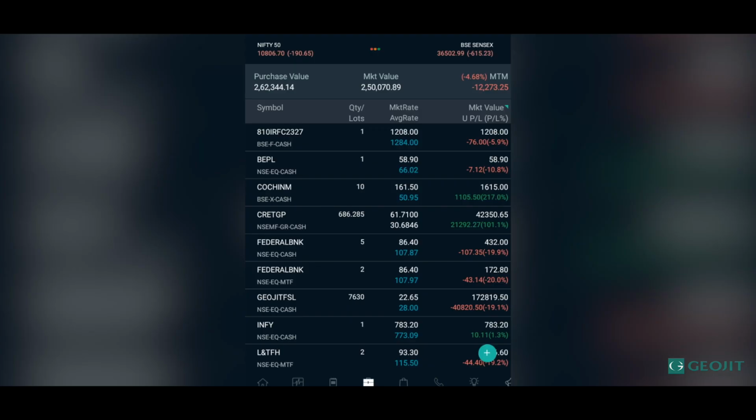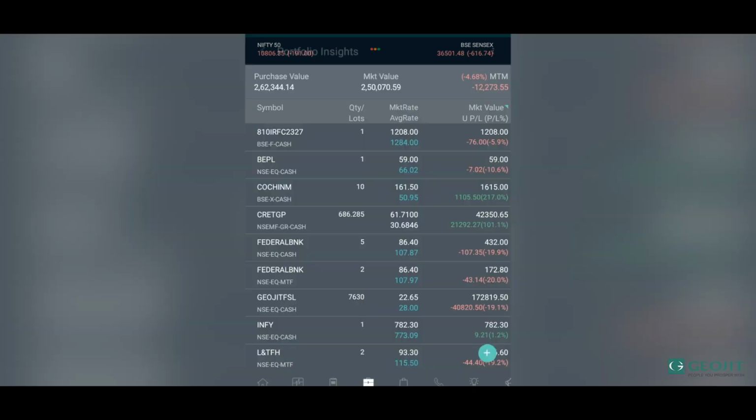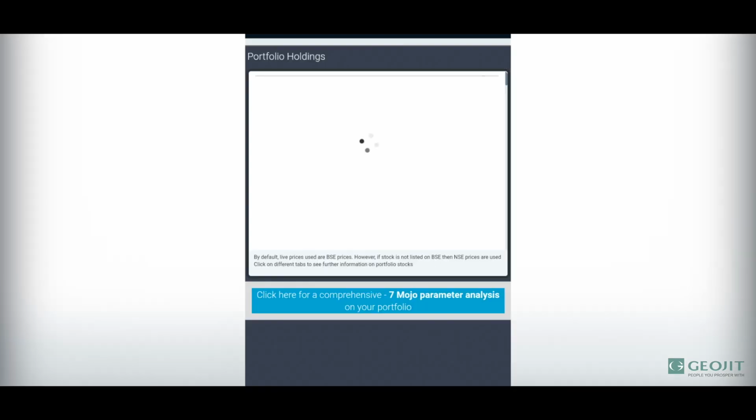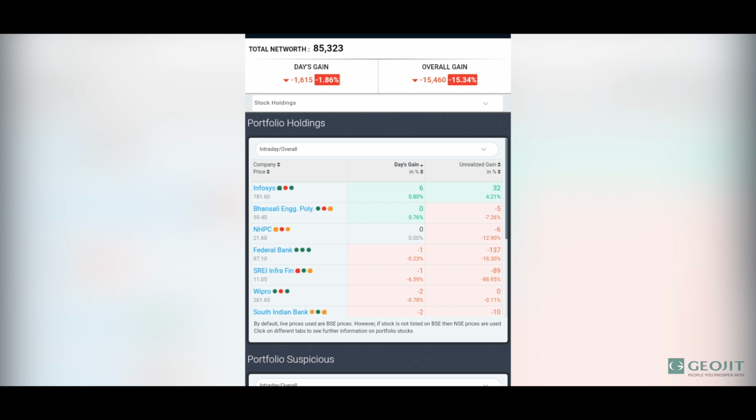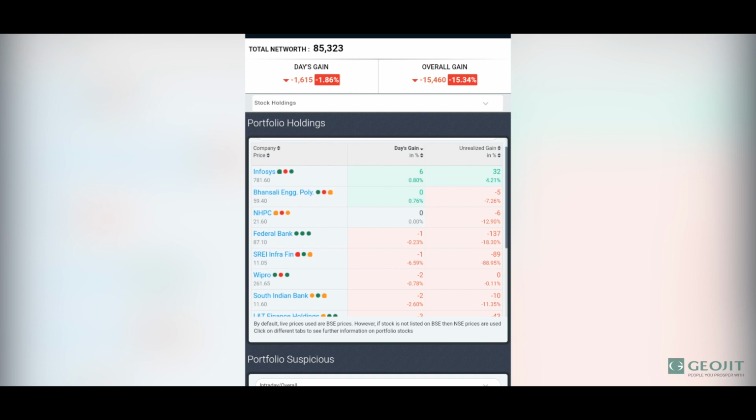Now let us see how this module works from the trading platform. So we are trying to display this from the selfie mobile application. Now this is the portfolio. From the Portfolio Insights, you can pull up the screen which we are mentioning here. You could see the total net worth of this particular portfolio. Also, each of the stocks is given with day's gain and unrealized gain, etc.